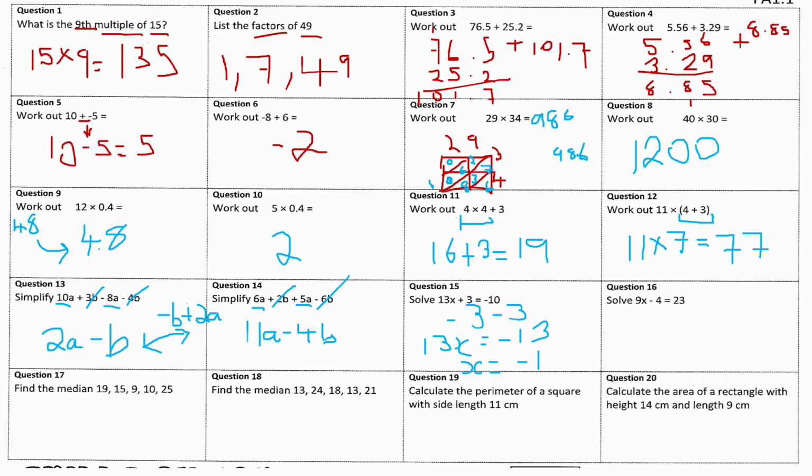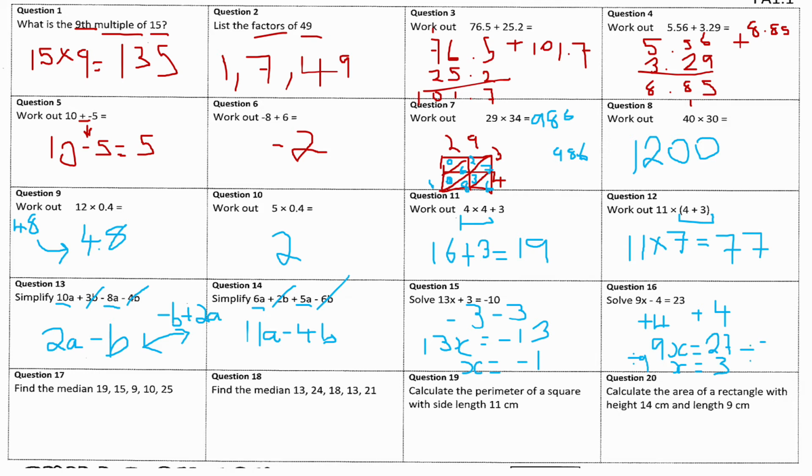This is question number 16, guys. Solving this equation. Well, if I add 4 to both sides of my equation, to balance it, I get 9x is equal to 27. Dividing both sides by 9, I get that x is equal to 3. Dividing both sides by 9, because 9x means 9 times x.